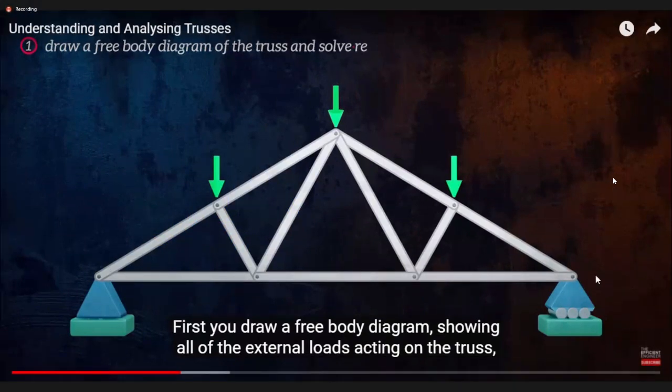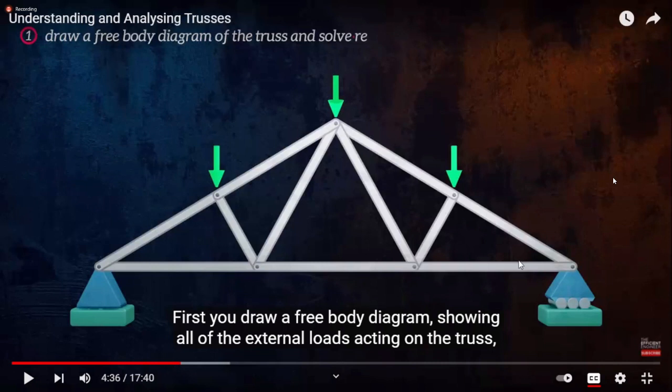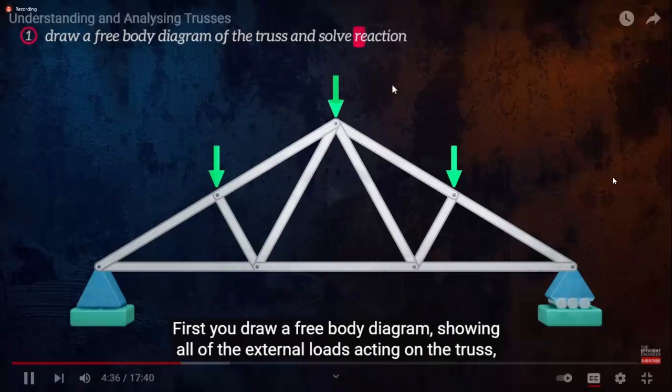Note that here we have a roller joint. external loads acting on the truss.